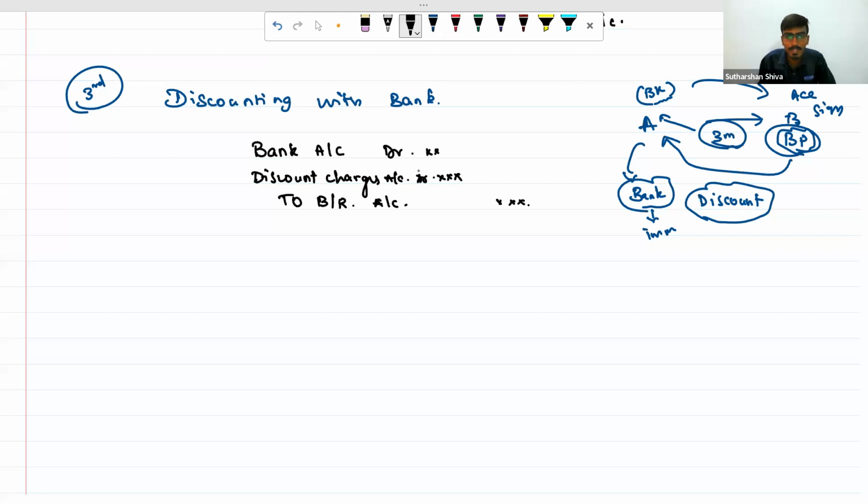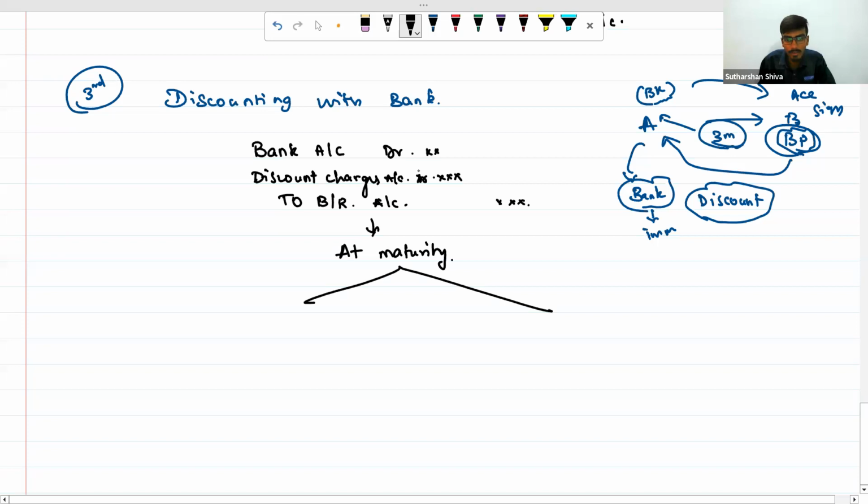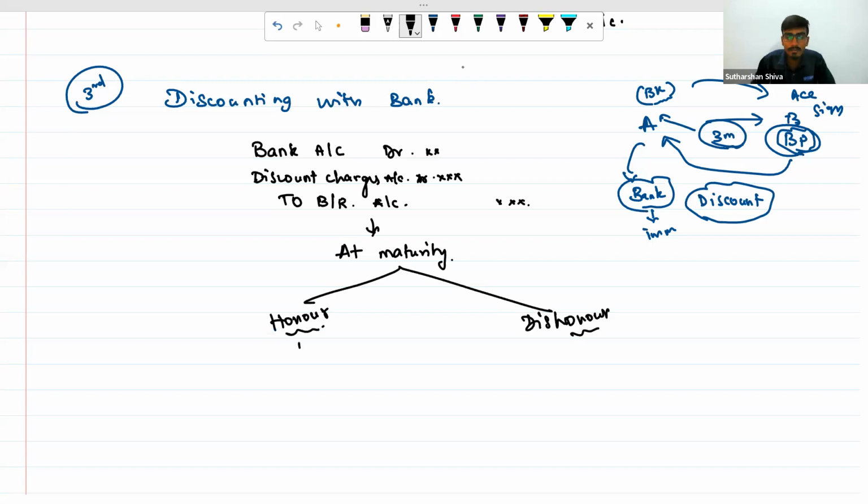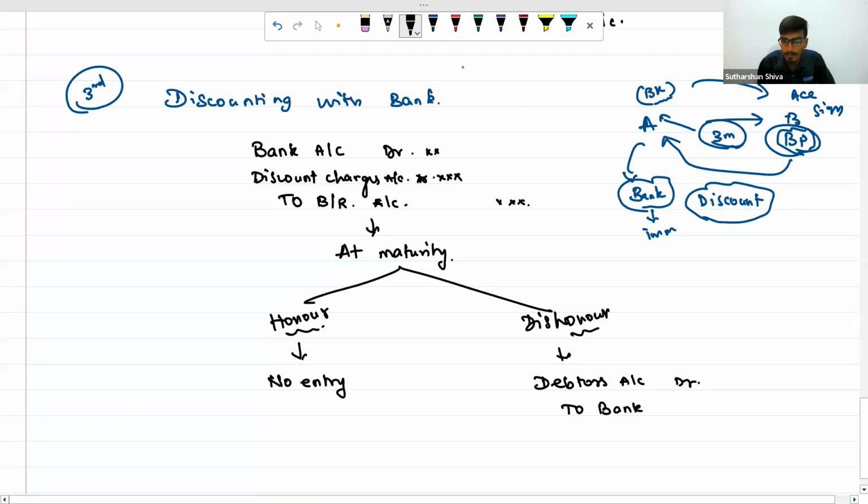So at the time of maturity, how will it work? At maturity, again there will be 2 concepts, honor and dishonor. Honor is where the bill has already been cleared by that person. The bank will pass the entry. At that time, there will be no entry for me. For dishonoring, there will be an entry: debtors account debit to bank account is my journal entry.